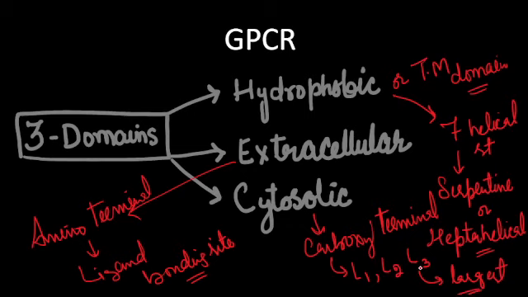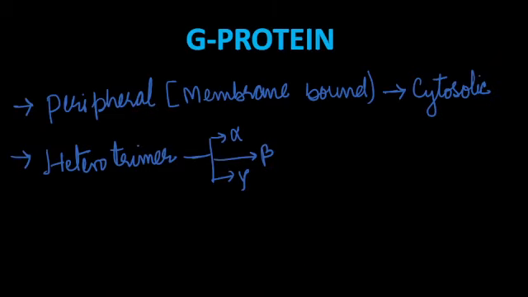Now see, we have talked about the three domains of the GPCR. But in GPCR, we have a G protein. Let's discuss a little bit about the G protein. Remember that G protein is a peripheral protein, so it is present on the periphery. That means it is membrane bound. If I draw a membrane here like this, this is the cytosolic side, and on the cytosolic side this G protein is present and it is attached to the membrane.